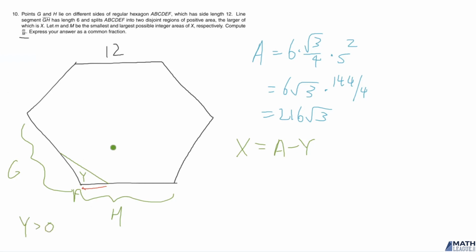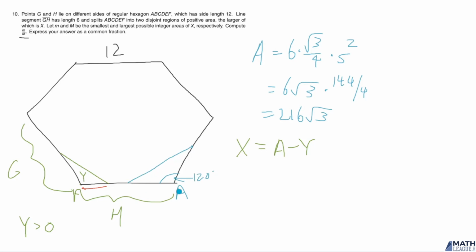Now, what's the upper bound? Well, to find the maximum area of GH, that happens when G and H are equidistant from this vertex here. We designated it as point F. So if G and H are equidistant from F, or let's put them equidistant from A over here, then we know that with a 120-degree angle at A, angles AGH and AHG would both be 30 degrees.